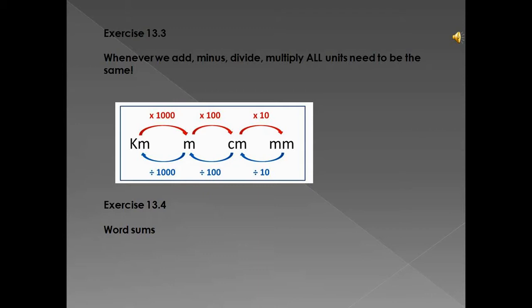Then when you get to adding, subtracting, dividing, and multiplying, remember that the units of the measurements need to be the same. So when you add, subtract, divide, and multiply, it needs to be a kilometer from a kilometer, a meter from a meter, a centimeter from a centimeter, and a millimeter from a millimeter. If it is not the same unit, you need to change that. Okay.